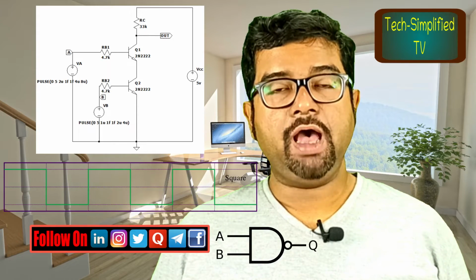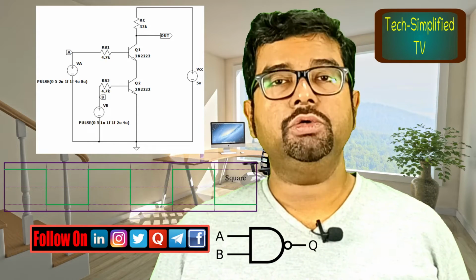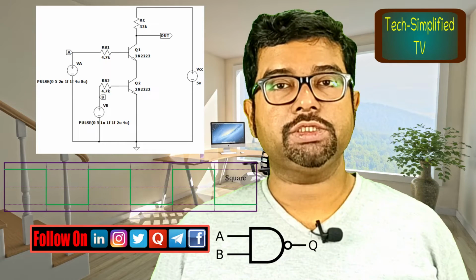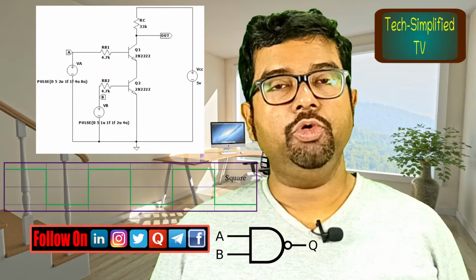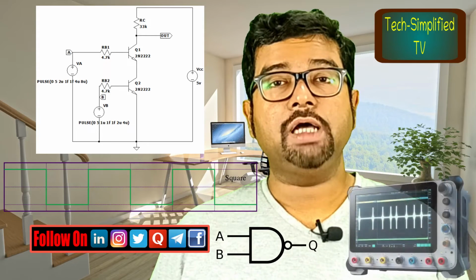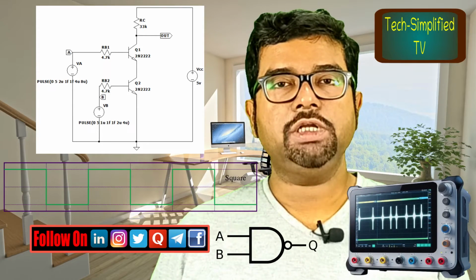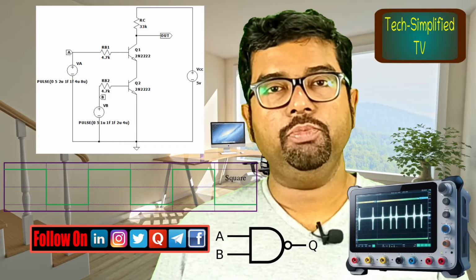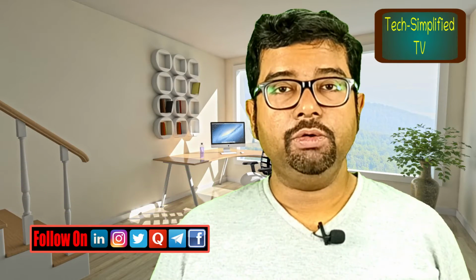The square waveforms have different on time and off time to cover all the truth table combinations of the constructed two input NAND gate. We will apply proper DC biasing voltage and transient analysis to check the functionality of the constructed two input NAND gate. So stay tuned, stay focused.